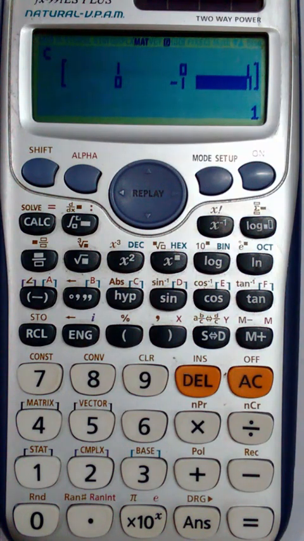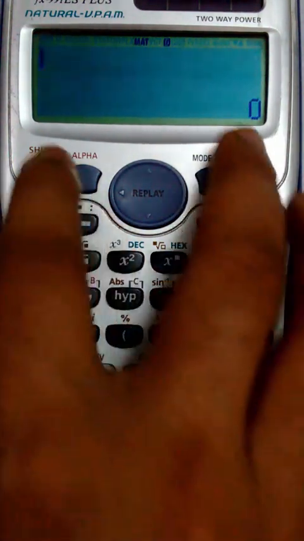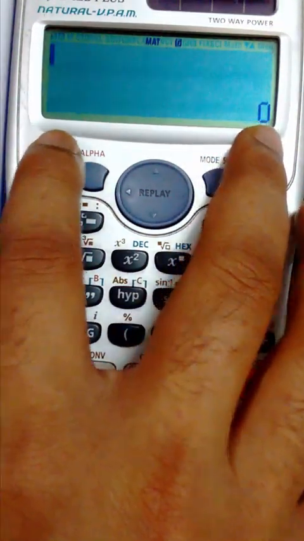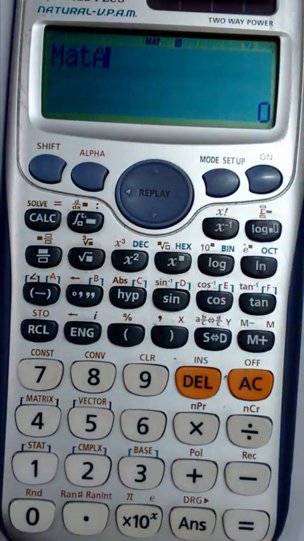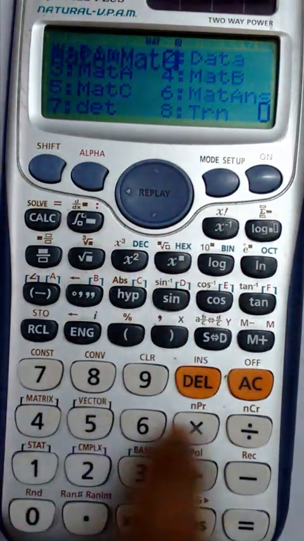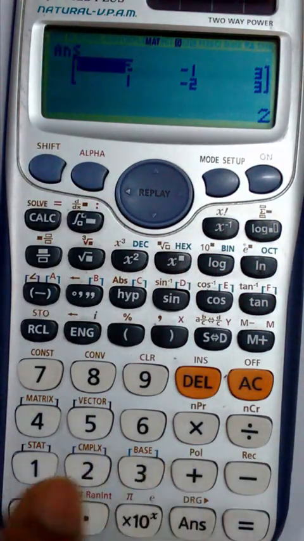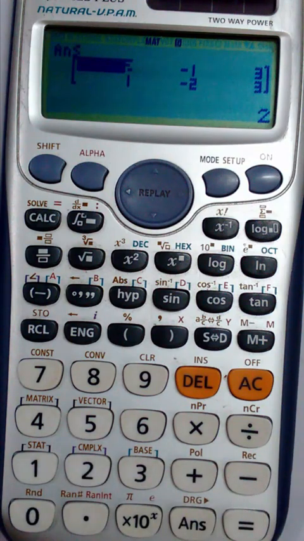Then perform the multiplication operation. Suppose I want to calculate the result AC, then shift matrix A into shift matrix C. This is the result of matrix A into matrix C. Similarly, you can calculate the result of matrix B into matrix A, which is nothing but the same.